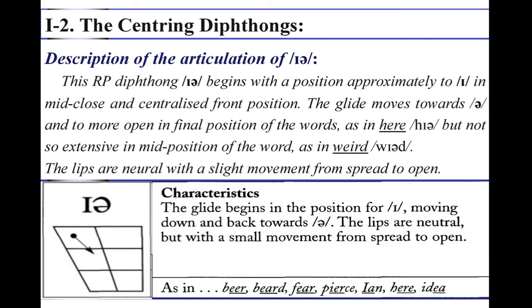Its characteristics: there is a glide that begins in the position for short e, moving down and back towards schwa. The lips are neutral, but with a small movement from spread to open. Examples: beer, fear, pierce, here, idea.